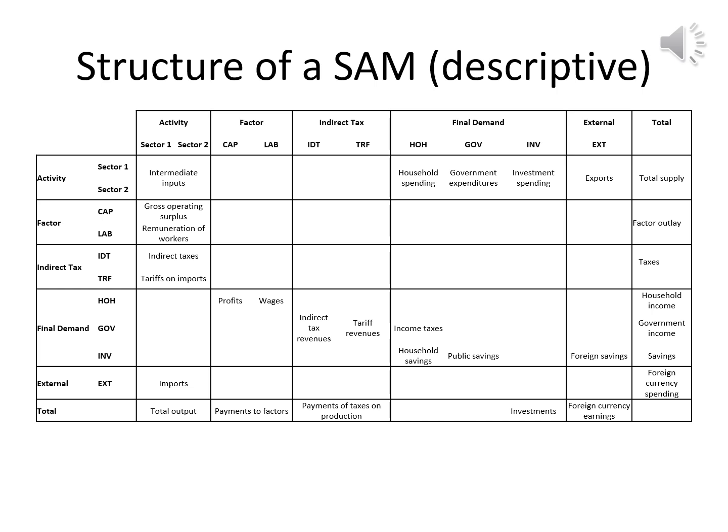So this is a descriptive SAM which shows the structure in text rather than figures. I want you to notice that this is nothing more than another way to show the circular flow diagram, which we discussed at the beginning of the course. Most SAMs look like this, although there are some differences.